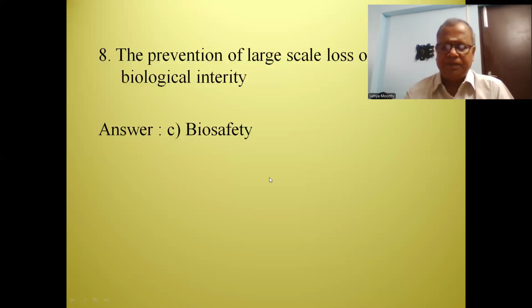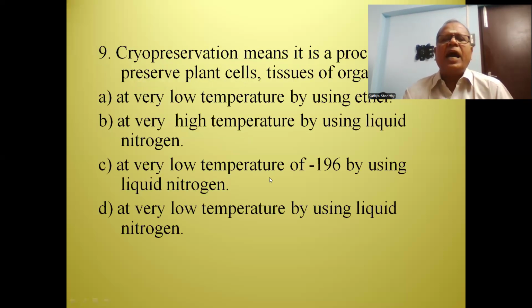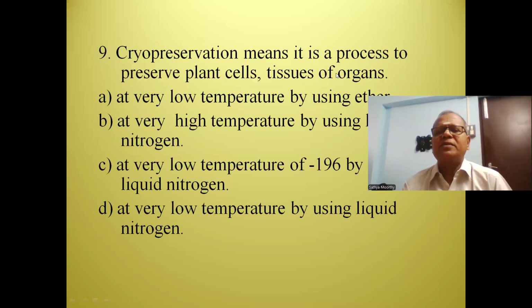Wait for a while. Cryopreservation means it's a process to preserve plant cells, tissues, and also organs. So cryopreservation is a process to preserve plants, plant cells, tissues and organs, or any plant parts. This is correct. Cryopreservation is a kind of preservation. Let's see what options are given.